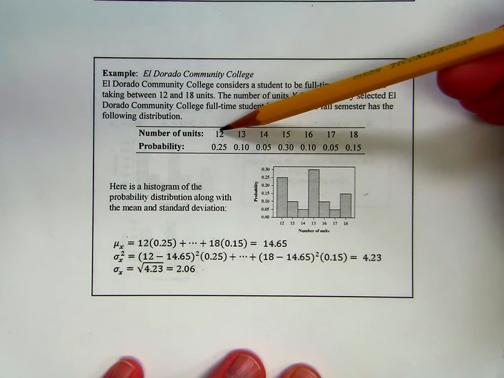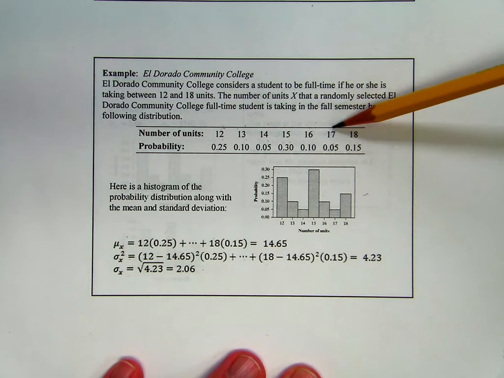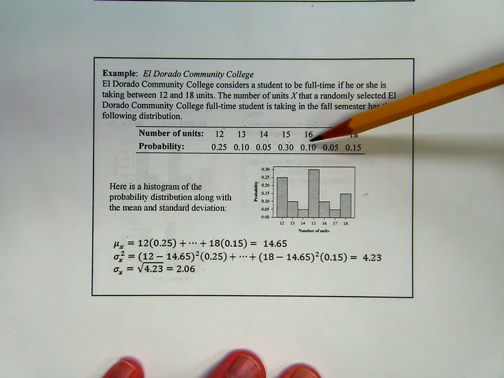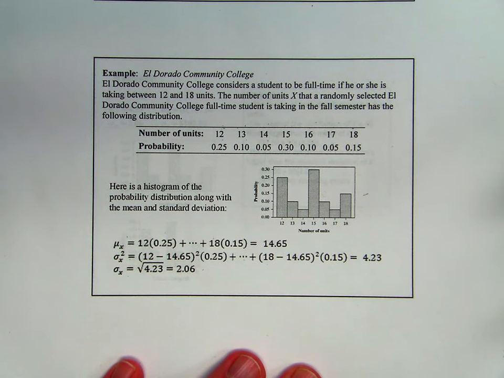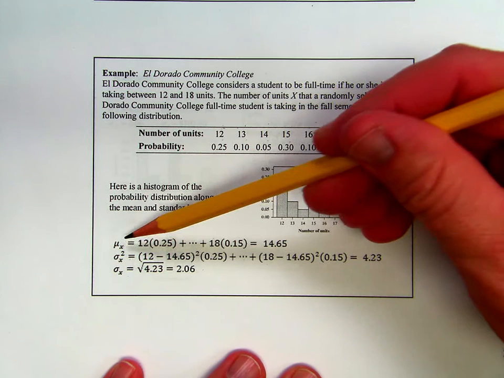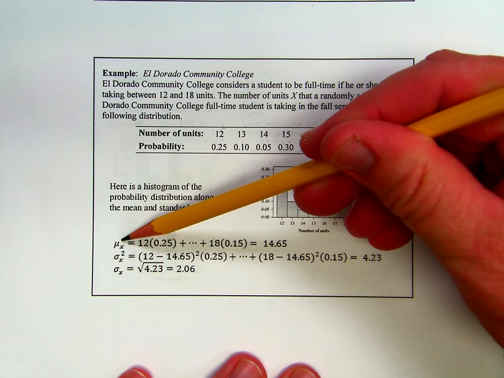You're going to take the number of units, put those in L1. You are going to take the probabilities, put those in L2. You're going to run a one variable statistics with L1, L2 as your X list frequency. The calculator is going to give you the mean, but it will give it to you in the X bar notation. You need to make sure you put it in mu notation.